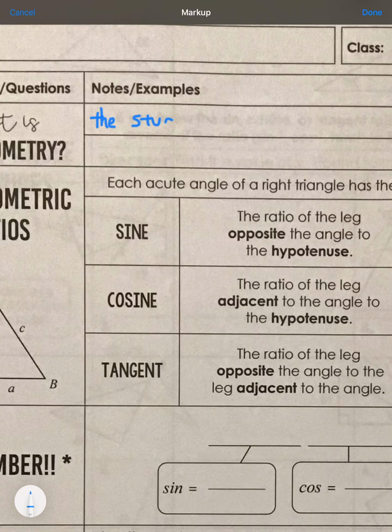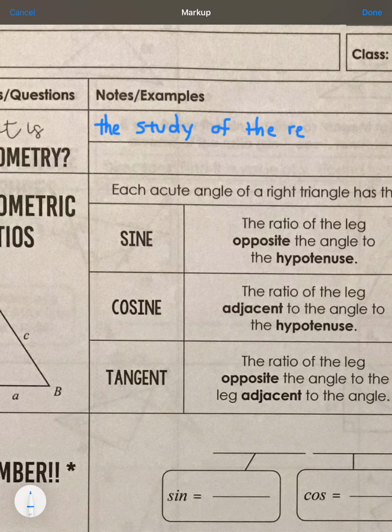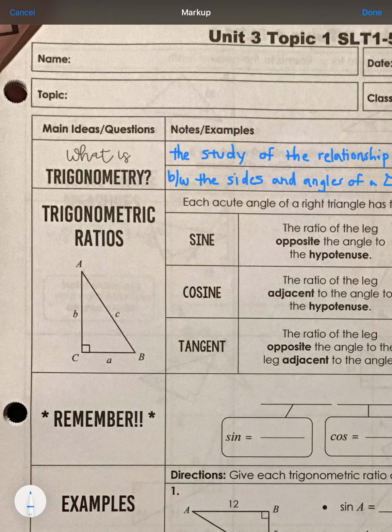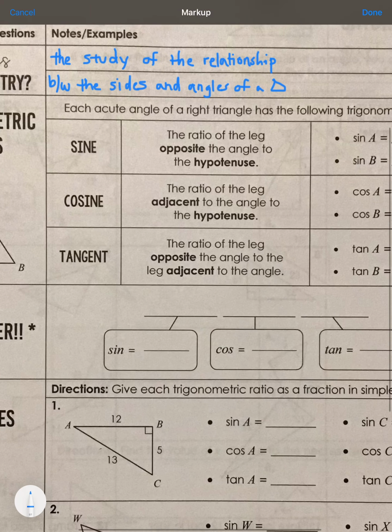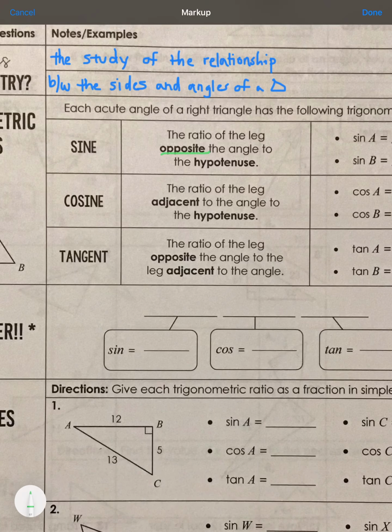This is page 3 of your trig ratios packet, and the first question that it asks is, what is trigonometry? Well, trigonometry is the study of the relationship between the sides and angles of a triangle.